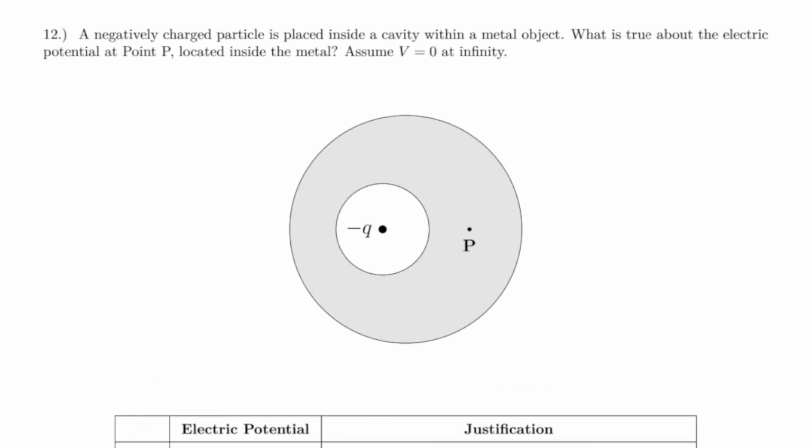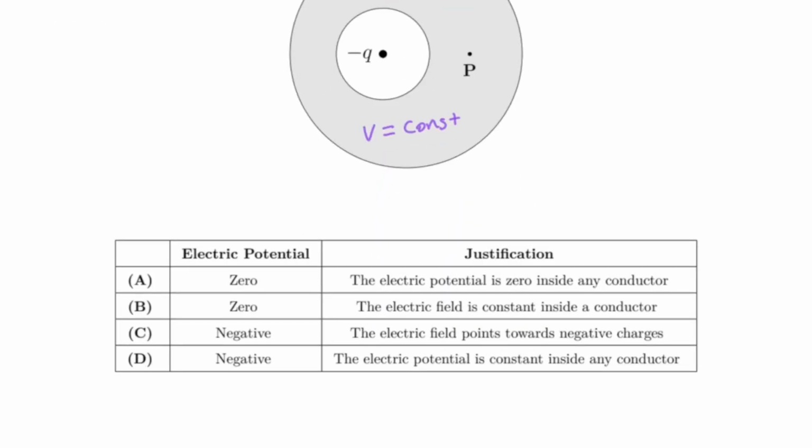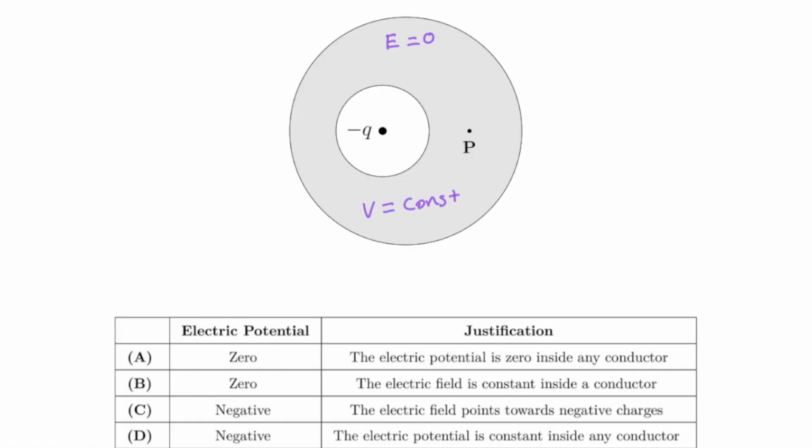A negatively charged point particle is placed inside a cavity within a metal object. Metal. So we can write our conducting words. E equals 0 inside, and V equals constant inside and on the surface. So since it's conducting, again, the E field has to be 0 or charges would be moving around in there still, so it's reached equilibrium. And V is constant because if V wasn't constant, that would also mean charges are flowing around.